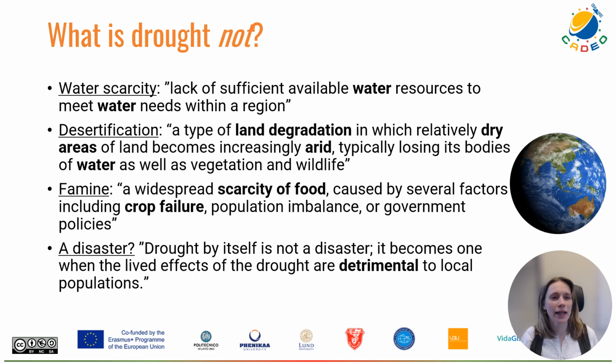I also wanted to highlight a bit about what drought is not, because drought is often conflated with other water-related issues. And one example is water scarcity, which is actually a lack of sufficient available water resources to meet the needs for water within a region. So in the definitions I posed before, it was not so much about the needs, but about what's normal, what's the normal water availability. When it comes to water scarcity, it's directly focusing on what the human needs are within a region.